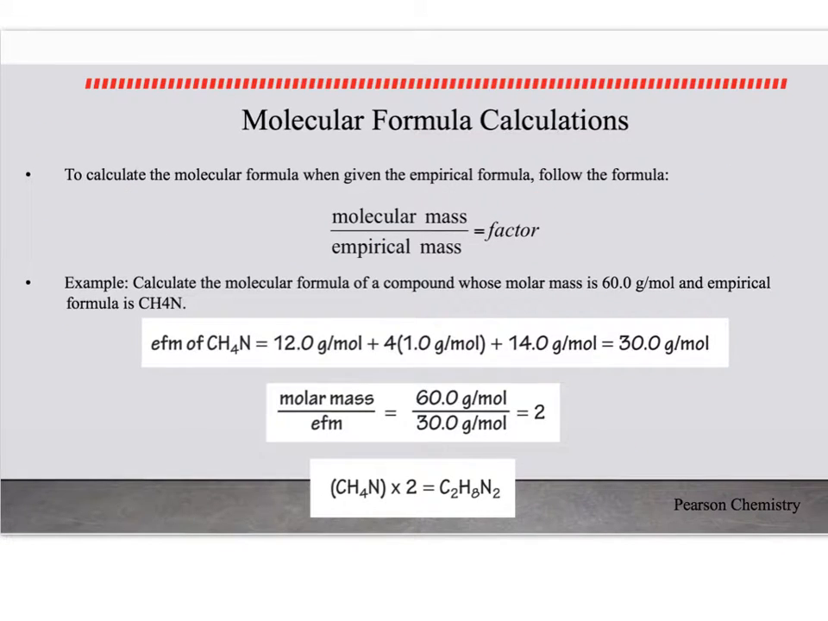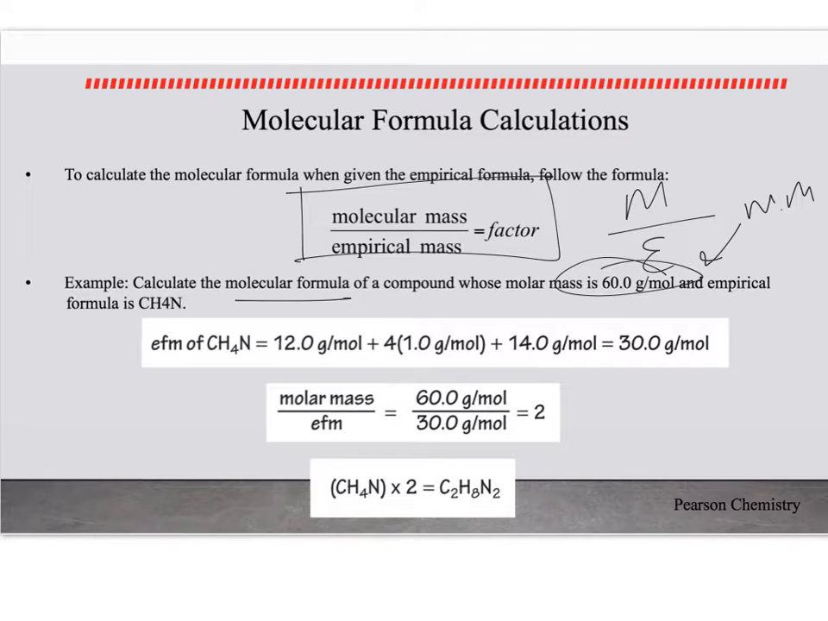To calculate the molecular formula when given the empirical formula, we need to follow this equation: the molecular mass divided by the empirical mass. So all you have to do is just remember M over E. For this example, when it asks you to calculate the molecular formula, and you're given a molar mass of 60 grams per mole, that is going to be your molecular mass, which goes on the top part of that equation.